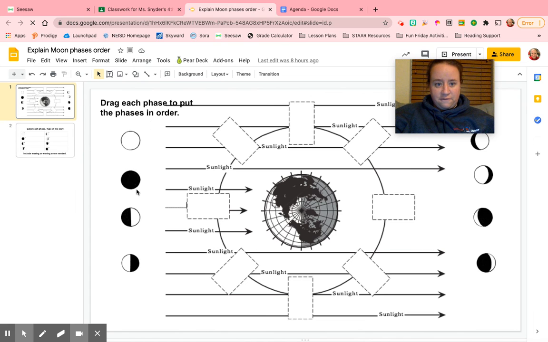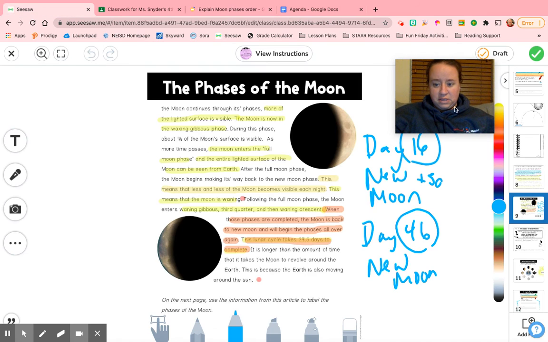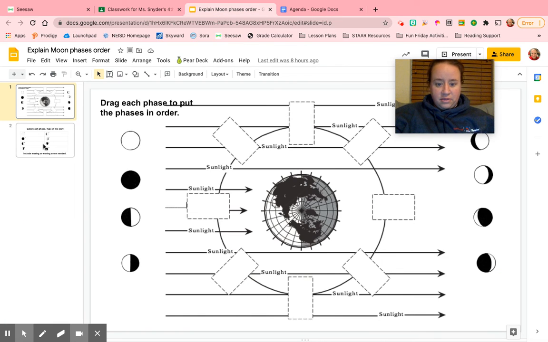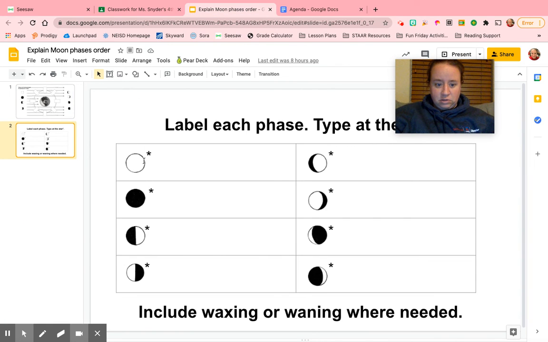So that is going to be different from the one that you did in Seesaw, because in the Seesaw one here, the sunlight is coming from this side, all that light's coming from this direction. So it's not going to match up. You're going to have to make some adjustments due to that. And then this one here, labeling the names. So looking at when it's all white, you can see the full moon versus when it's all dark. That's when you've got the new moon. So looking at those white and black and labeling those.